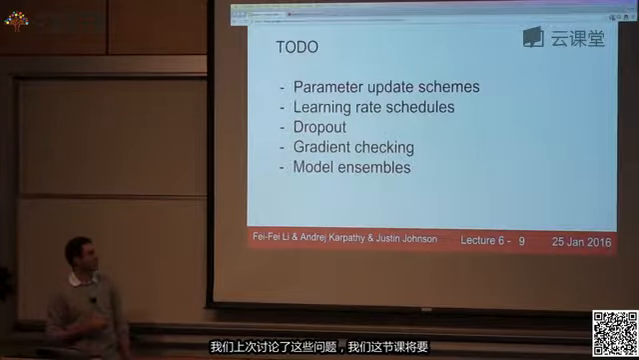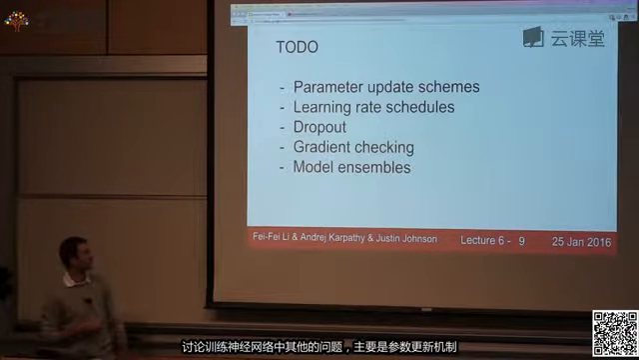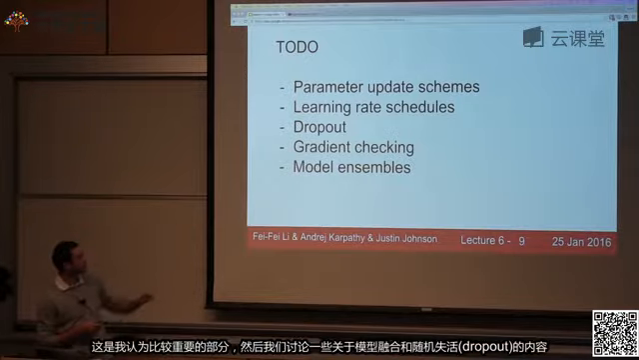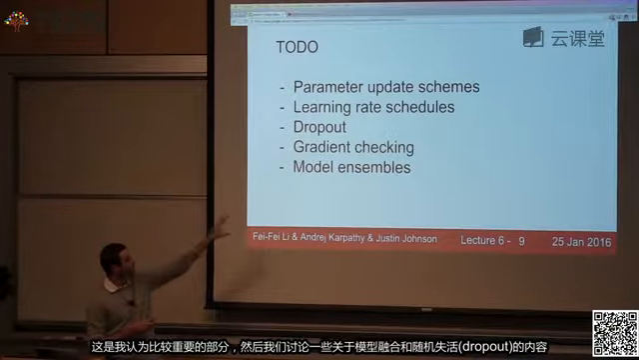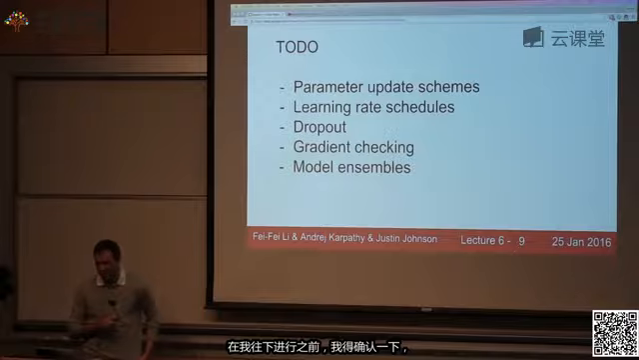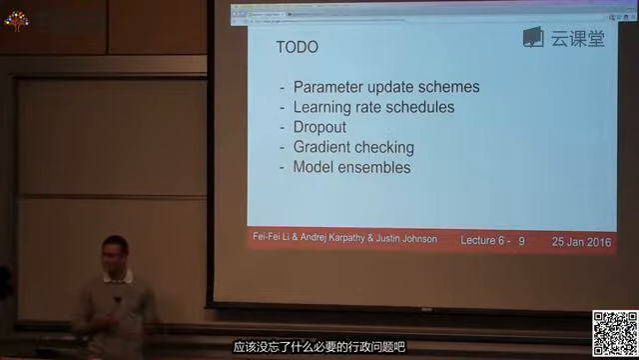This time we're going to go into some of the remaining items for training neural networks, in particular parameter update schemes, for the most part. And then we'll talk a bit about model ensembles, dropout, and so on. Okay? So before I dive into that, any administrative things, by the way, that I'm forgetting?